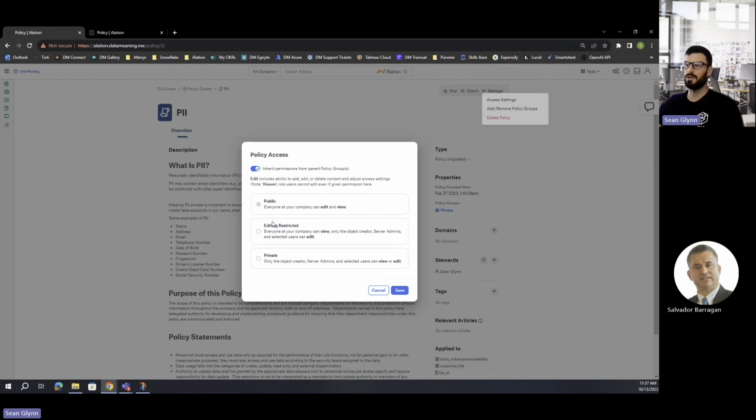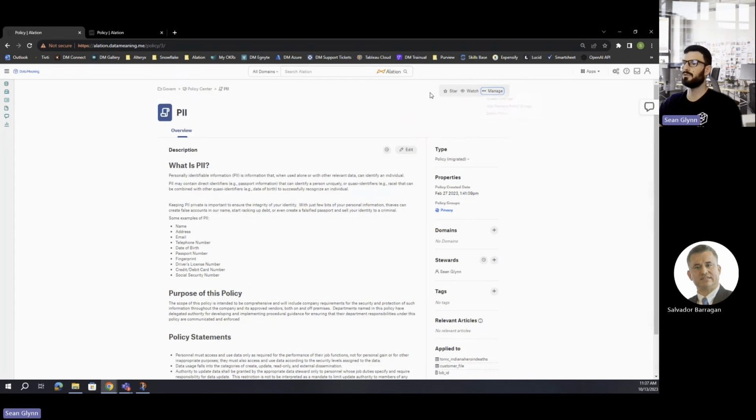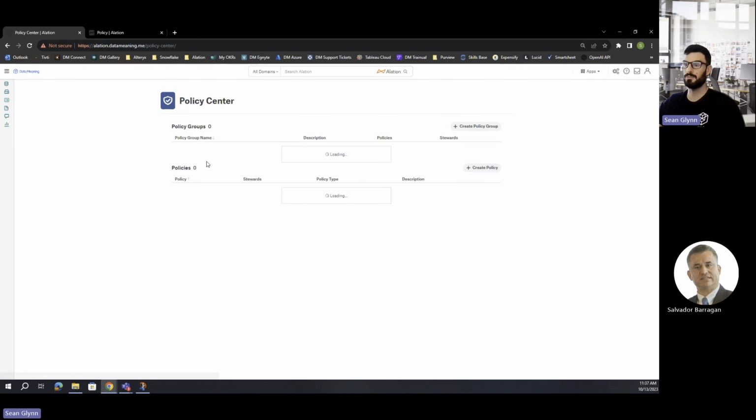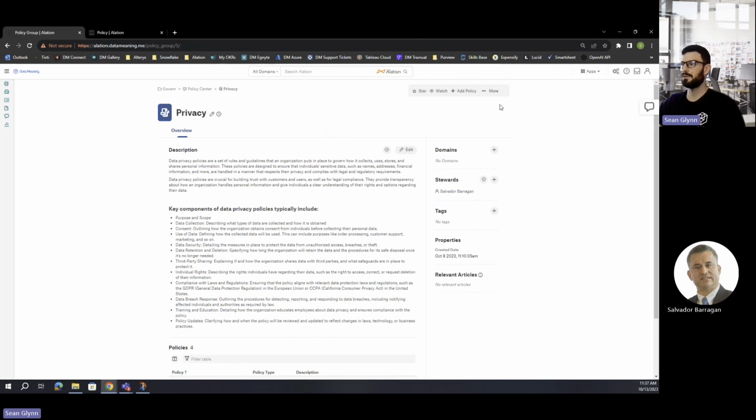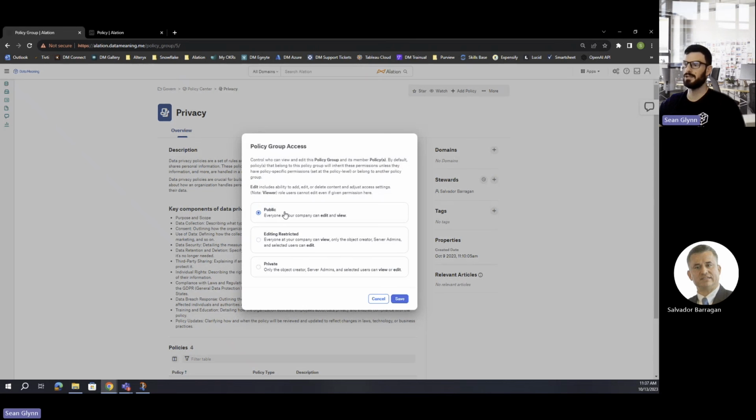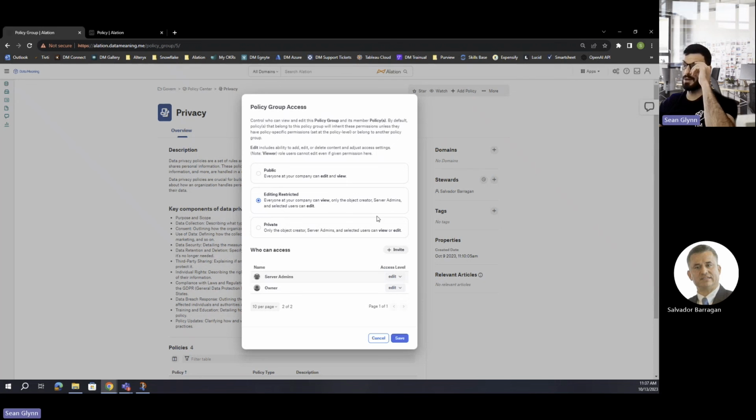But in general, though we have public set up here where anyone can come in and edit and view, you're most likely going to want to switch this to the middle option here, which is edit restriction. Let me actually switch over and show you if I switch to the group here. Let's do this. I manage the policy group access settings, and I click into the middle option here and make this edit restriction.